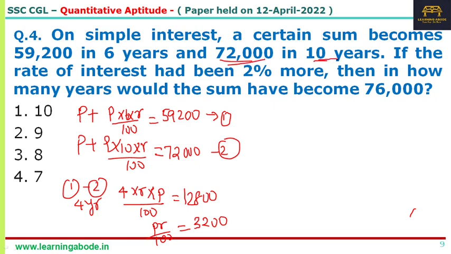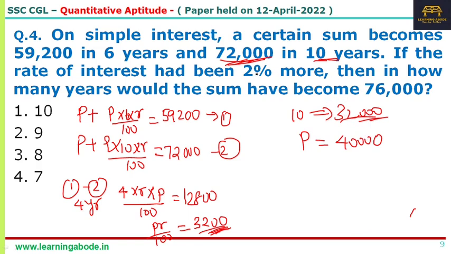That is 10 years interest plus principal. So if 1 year interest is 3,200, 10 years interest will be 32,000. Now if principal plus interest is 72,000, then the principal alone is 40,000.